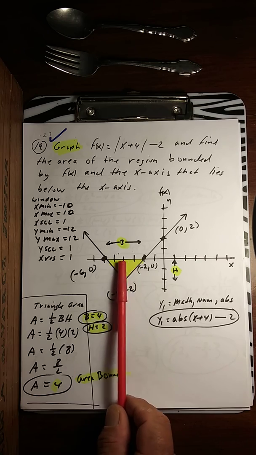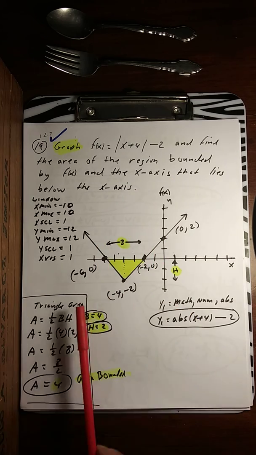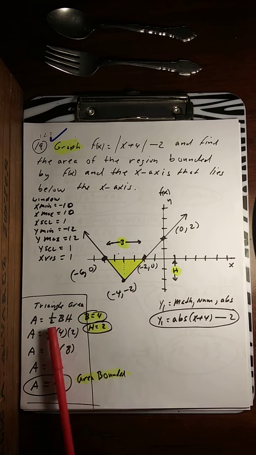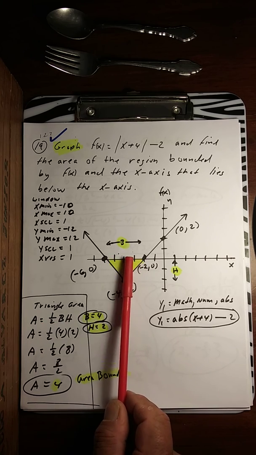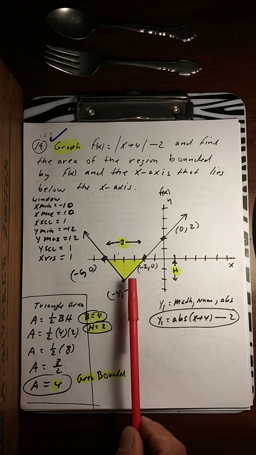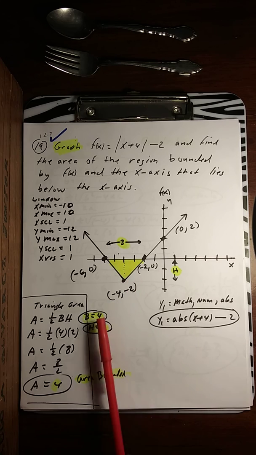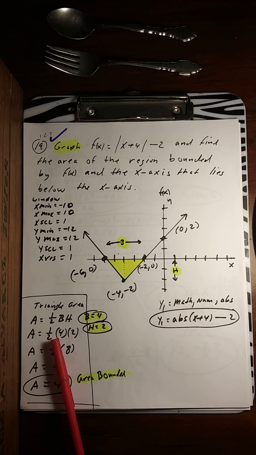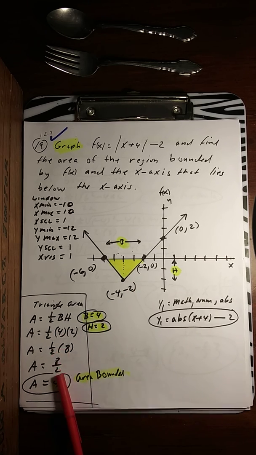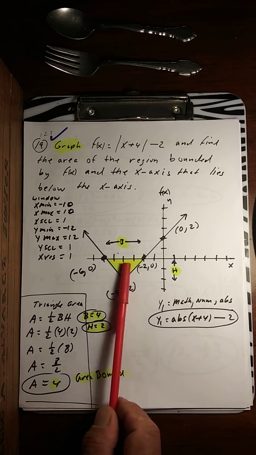But find the area bounded in here. That's what it says. The area is a triangle. We know the base is 1, 2, 3, 4. The height is right here, 2. So put them in there: 1/2 times 4 times 2 is 8, 1/2 of 8 is 4. So the area here is 4.